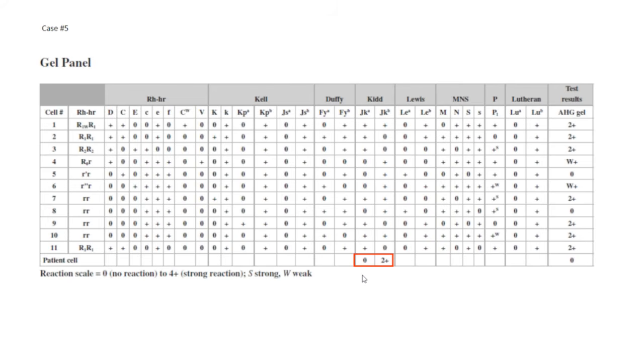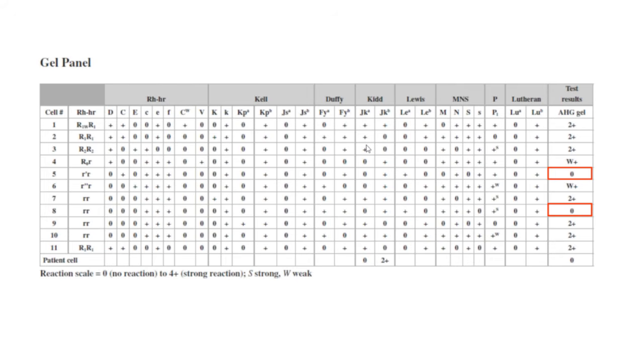So what does that clinically signify? It signifies that the patient might be able to make a JKA alloantibody, but would not be at risk of making JKB, because you don't make alloantibodies to an antigen that you have present on your red cells. So it effectively excludes the possibility of making an anti-JKB, but leaves in the fact that the patient might have an anti-JKA, which are clinically significant antibodies in the Kidd blood group system. So we need to do further testing.